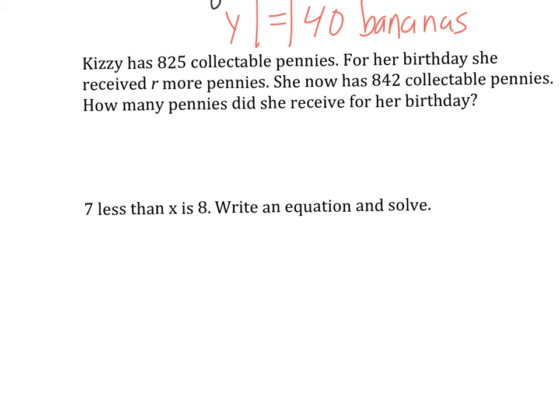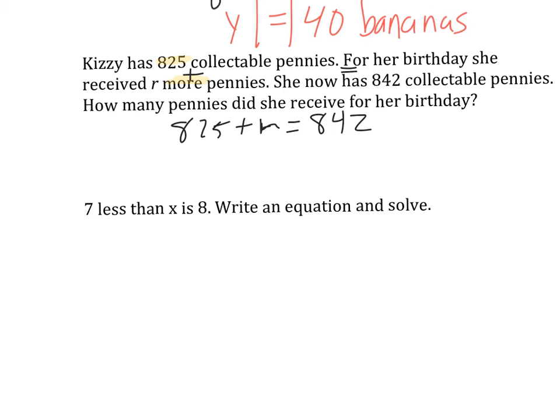Kizzy has 825 collectible pennies. Okay, 825, that's an important number. For her birthday, she received more pennies. Okay, so again, that more is going to tell us that we are adding. She now has 842 collectible pennies. How many pennies did she receive? Okay, she now has 842, so that is going to be that equals right there. So we can have our 825. She received R more, so we're adding R, and that equals 842.